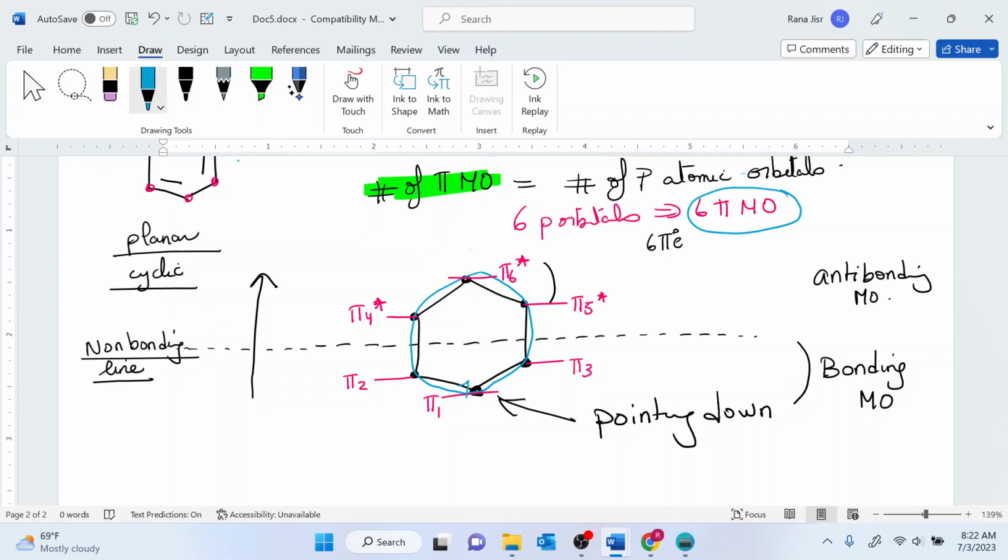So we're going to start with pi 1, and pi 1 we're going to fill it to the max with 2 electrons. And then I'm going to have an electron in pi 2 and an electron in pi 3. This is how I fill it, because pi 2 and pi 3 do have the same energy. And then I go with another electron in pi 2 and another electron in pi 3, and now I'm done with the 6 pi electrons.